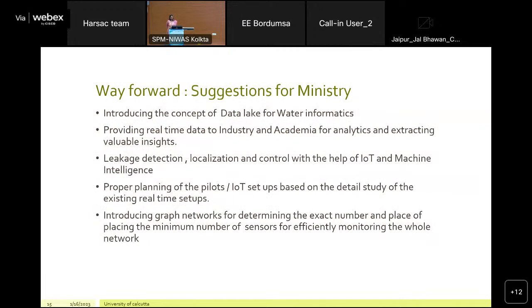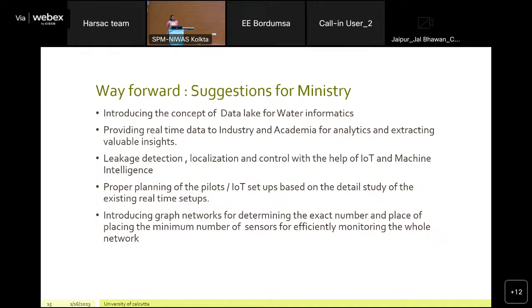So this is a short thing: the concept of a data lake may be introduced, because the IoT setup is very advanced in the JJM board. The next step can be the introduction of data lakes for water informatics, which is still not introduced in many of the advanced countries, and providing real-time data to industry and academics like us for extracting valuable insights.